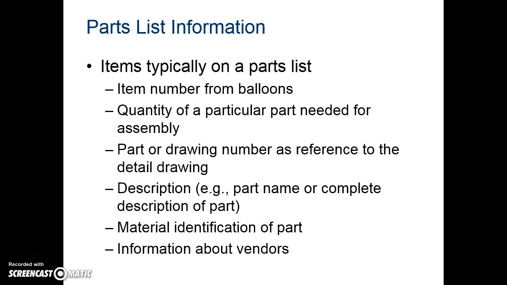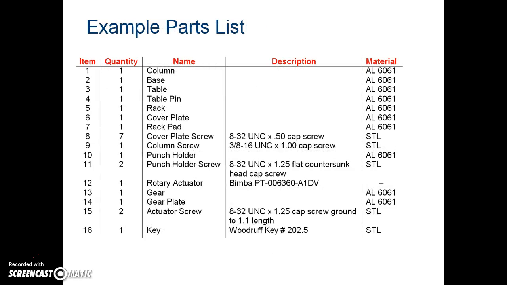Part list information. Items typically on a parts list: item number from balloons, quantity of a particular part needed for assembly, part or drawing numbers as reference to the detailed drawing, descriptions, material identification of part, information about vendors. So again, sometimes we list the materials on there, and then we have item numbers, so this is what corresponds with our balloons, and then how many there are actually in the assembly.